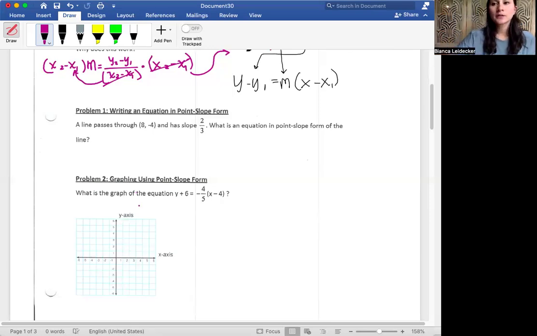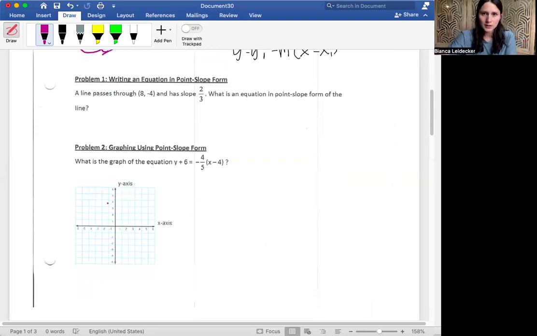So let's apply this idea of point-slope form, okay? A line passes through (8, -4) and has a slope of 2/3. What is an equation in point-slope form of the line? So let's review the point-slope form. It is y minus y1 equals m times x minus x1.